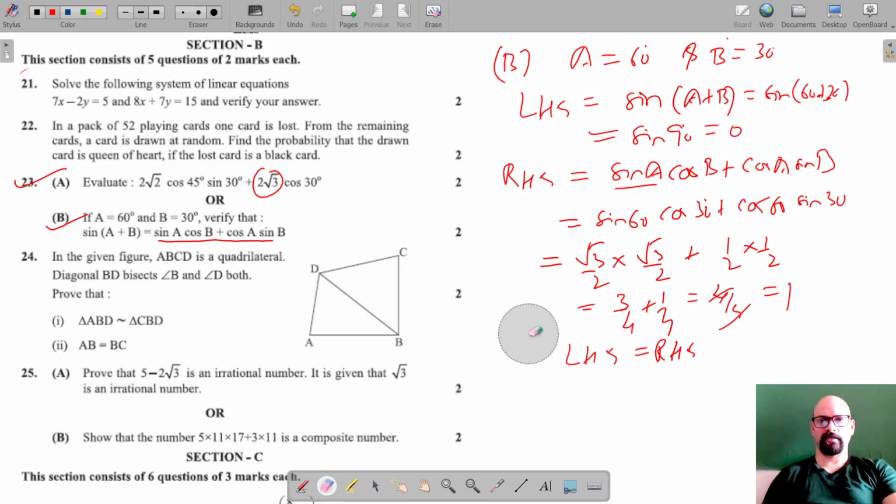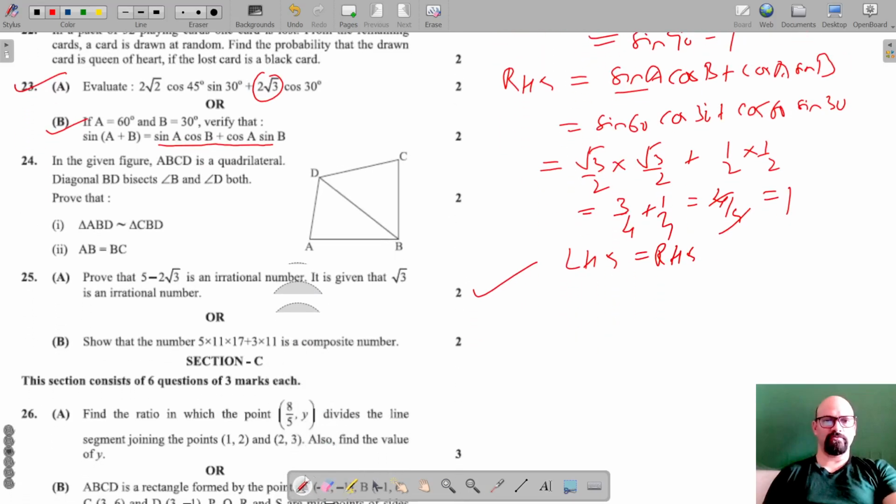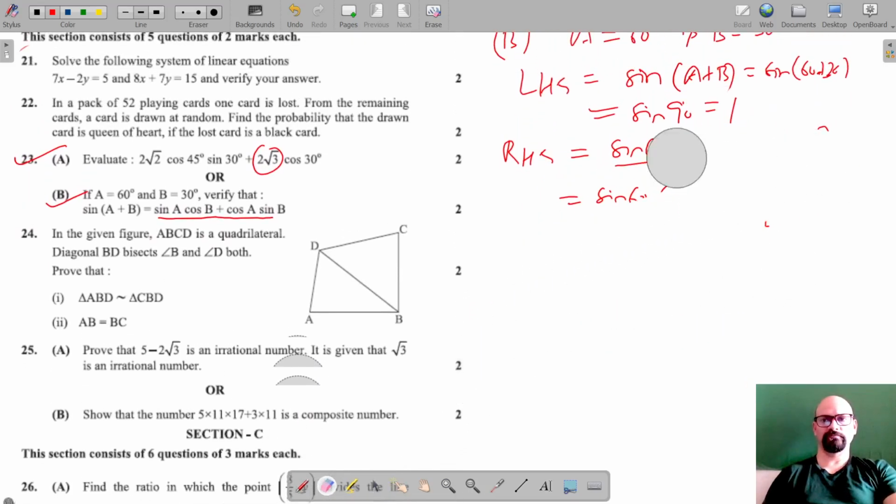Sorry, here sine 90 is not 0, but sine 90 is 1. So LHS is equal to RHS. Moving on to question number 24.